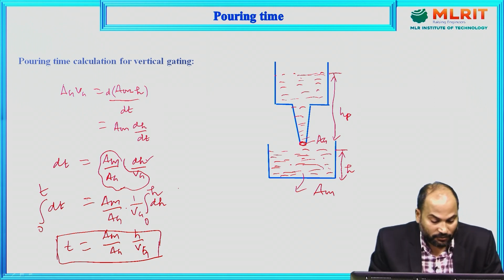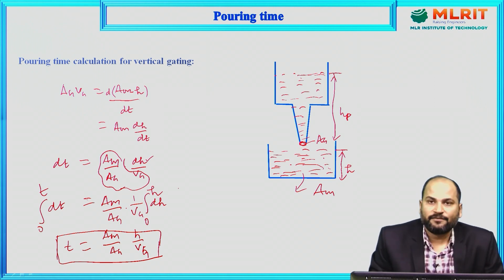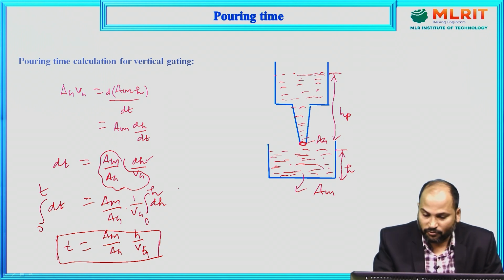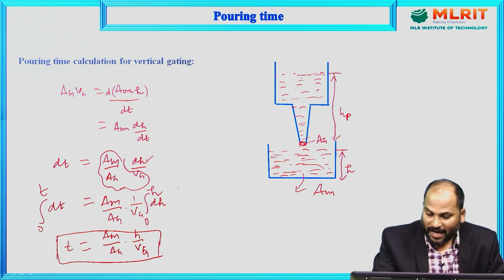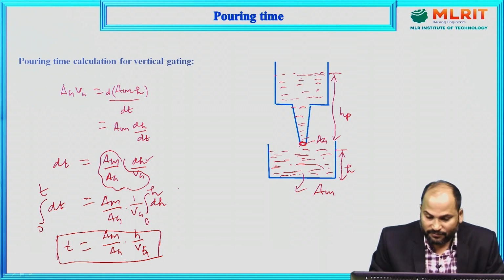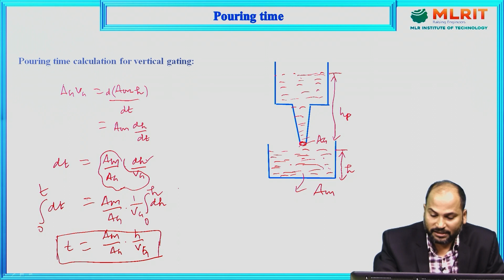Now the question is how to calculate this Vg. So simply this filling time T is equal to area of the mold upon area of this gate, this cross sectional area, into what is the height up to which this mold cavity has been filled, that is a small h, upon Vg, with what velocity it is coming down.